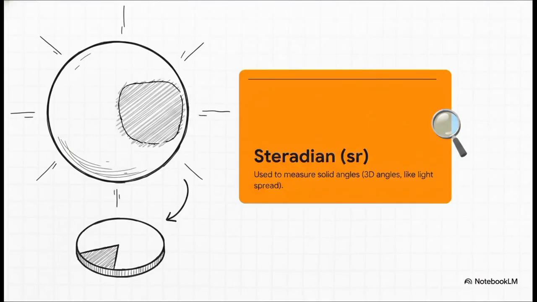Section 2. Going in 3D style, the stereodynion. But as we know, our universe isn't just made of flat circles. Enter the stereodynion, abbreviated as SR. I really want you to push your imagination here, to expand out of that flat circle and into three-dimensional solid geometries. The stereodynion is used to measure what we call solid angles. These are angles functioning entirely within a 3D space. So, if a radian maps a slice of a flat pie, a stereodynion maps a patch on the surface of a three-dimensional sphere. We are doing this completely in 3D style.